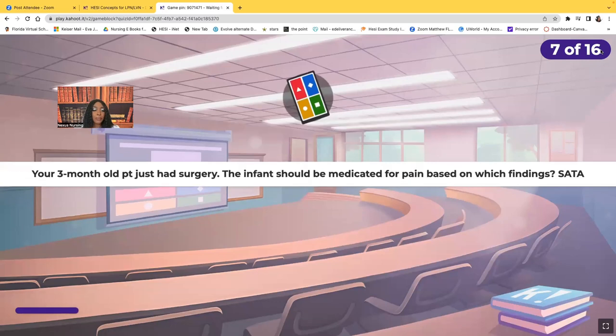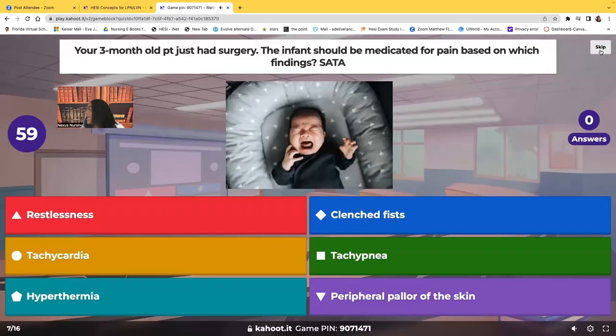Select all that applies. Your three-month-old patient just had surgery. The infant should be medicated for pain based on which findings? Select all that applies. Now, you guys know, when it comes to select all that applies, you have to treat them as true or false to increase your chances of getting the question correctly. Don't try to group it together. Go through each answer choice. If it's true, you're going to keep it. If it's false, you're going to get rid of it.